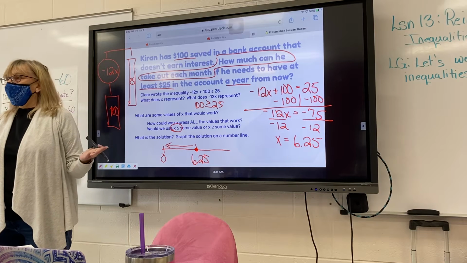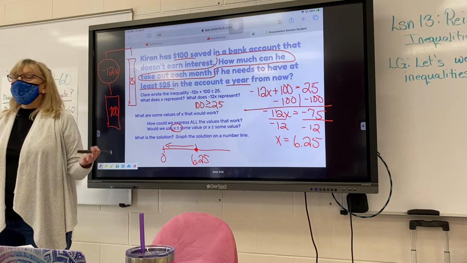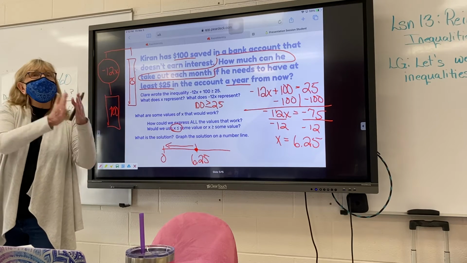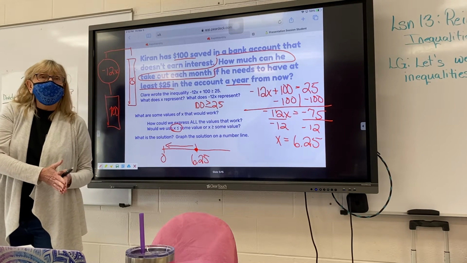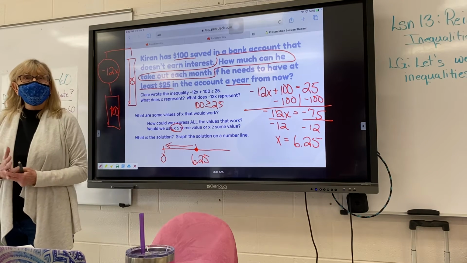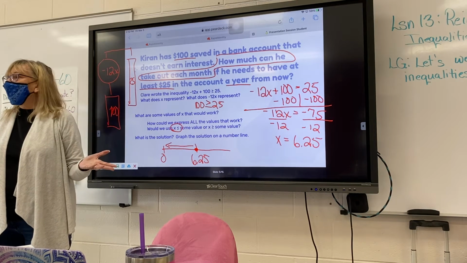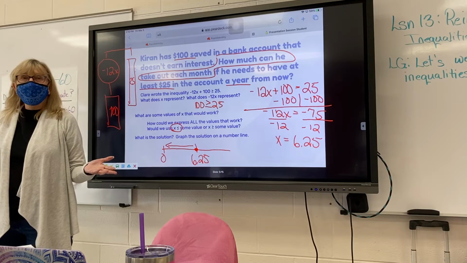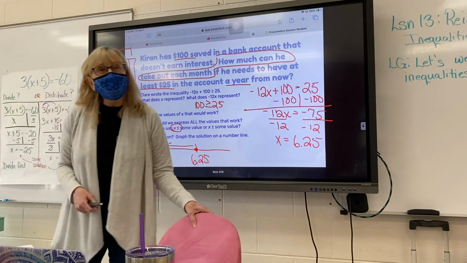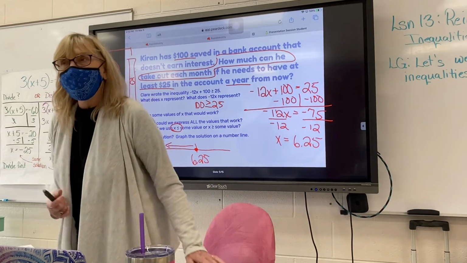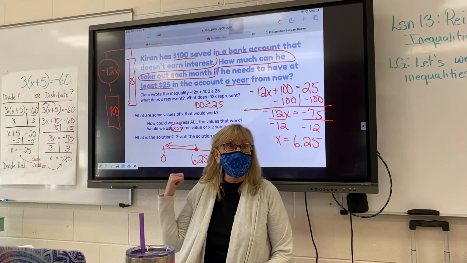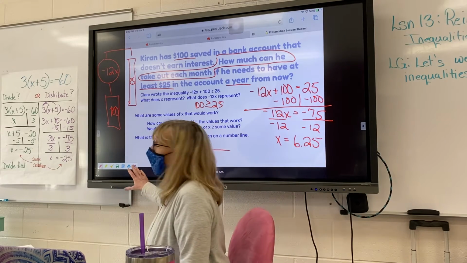Are we going to have half a person? No. So your answers will be whole numbers. It might be greater than or less than, but it will be whole numbers. Shirts. Are we going to have half a shirt? No, we're going to have whole numbers. So those are some limitations when we're talking about the difference between a mathematical problem and a real world problem. Questions you have on that?